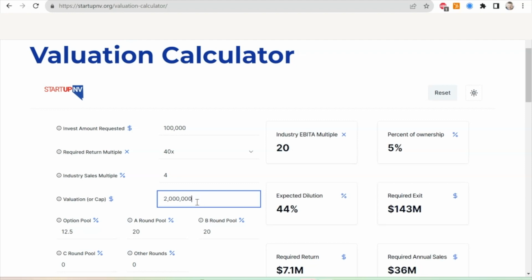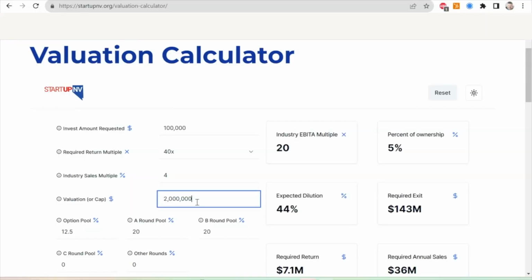The valuation or the valuation cap. This is another really critical number to put in your evaluation tool here. This is the amount of money that you're expecting the investor to essentially pay for your company. What's your company worth at this time for the investment that's being requested? In this particular case, we have a $2 million valuation cap put in here for the tool's sake.